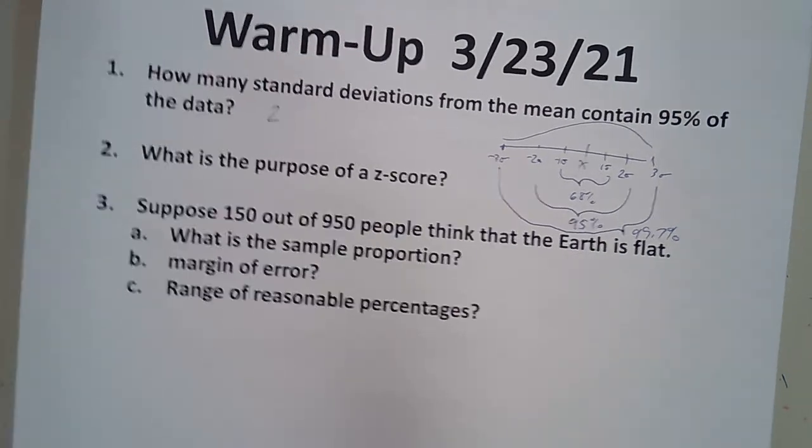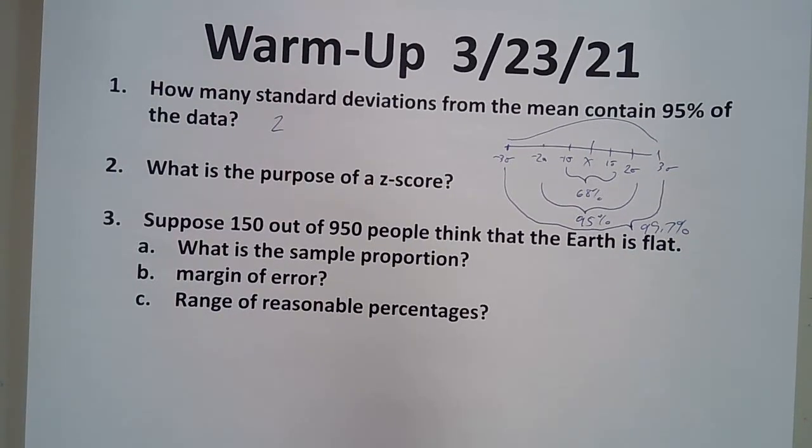A z-score is ideally used to compare things that are from different data sets. Because if they're in the same data set, then it's obvious which one's larger or smaller. You just look at the numbers. But when they're from different data sets, like when we compared one basketball player to another basketball player from 20 years ago, those are different data sets.